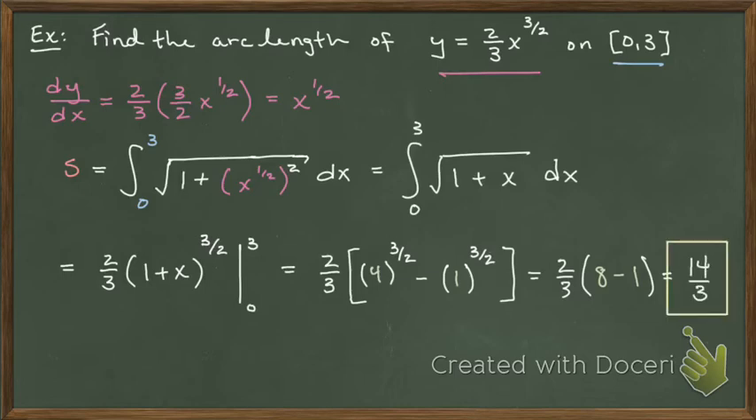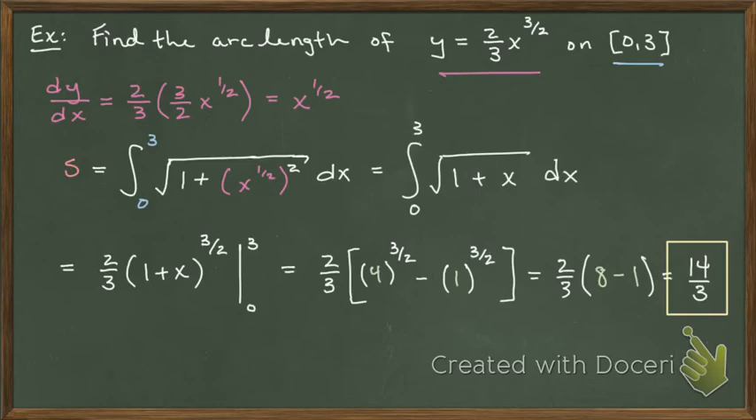So the length of my curve on the interval from 0 to 3 is 14/3 units long, right? If I were to cut it, pull it taut and straighten it out and measure it, it would measure 14/3. So just a little bit more than 4 units, a little bit less than 5 units.